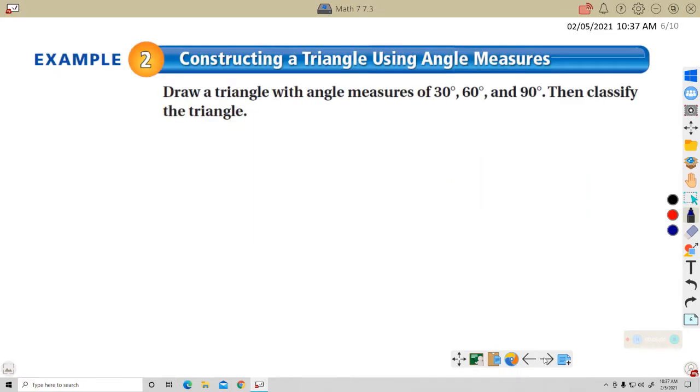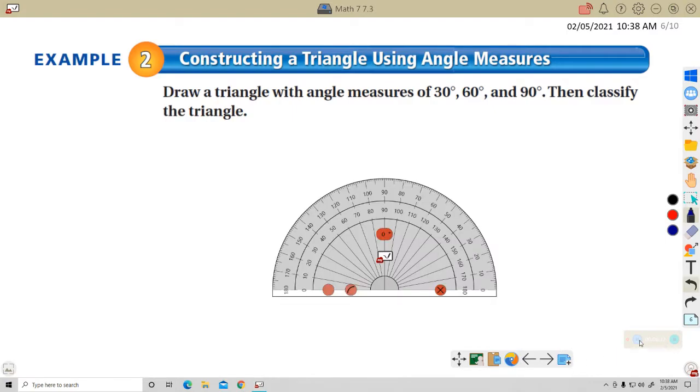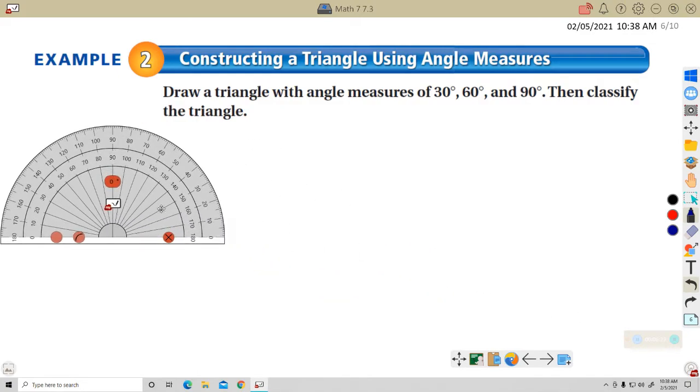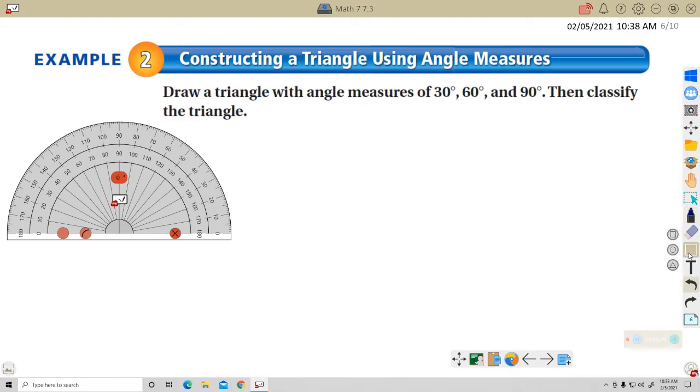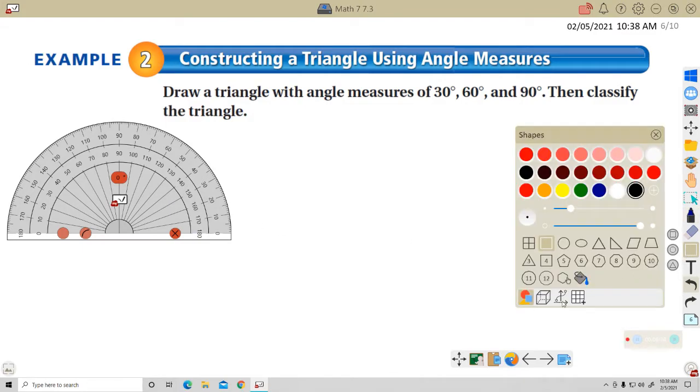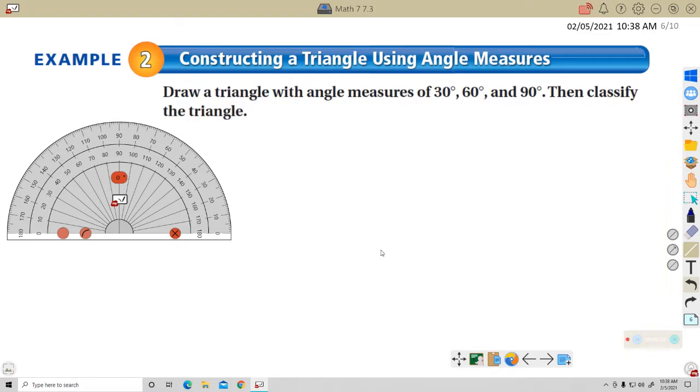Number 2, constructing a triangle using angle measures. Okay, so I have to get a protractor out like this. We want to draw a triangle with angle measures of 30, 60, and 90 degrees and classify the triangle. Okay, so I'm going to try this here. First, I'm going to draw a line. I'll use black. I'll try to make it parallel to the ground if I can.